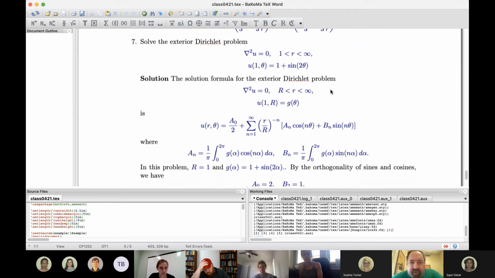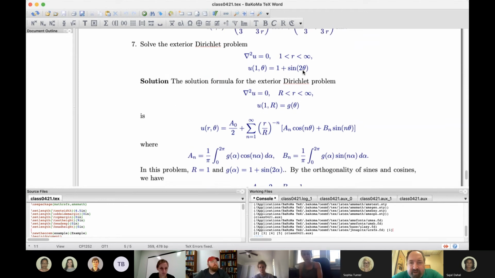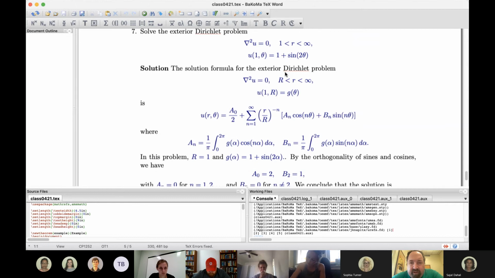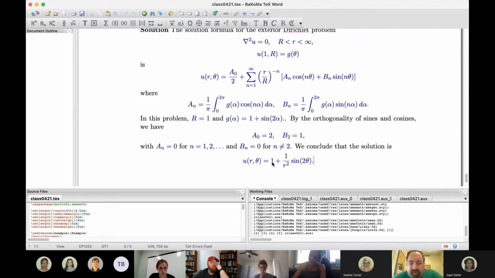The last one, exterior Dirichlet problem. So here's your boundary data. This is a solution formula that applies in this case, but with the additional boundary data being a linear combination of sines and cosines and also a constant function, then all you're doing is taking the appropriate powers of r. So r to the 0 power for the constant term, and the -2 power for this sine term. That's what we have here. So that ends up being your solution.